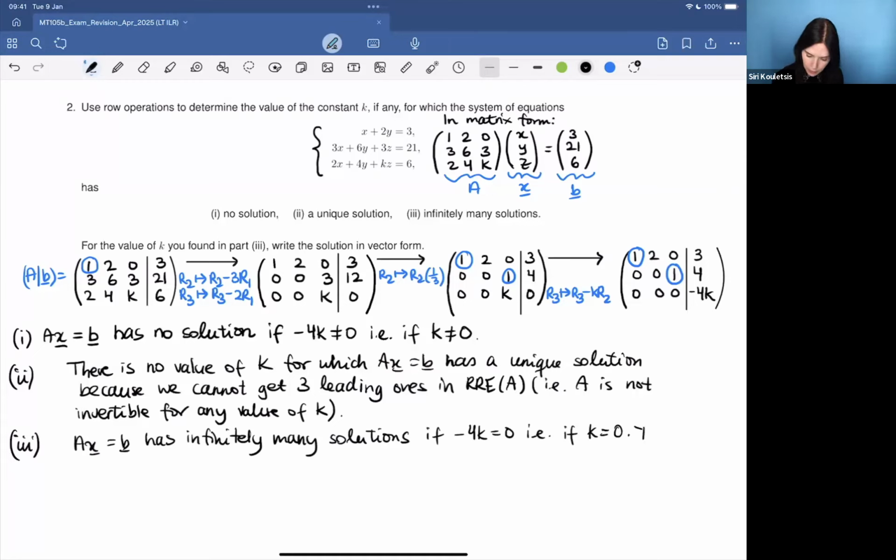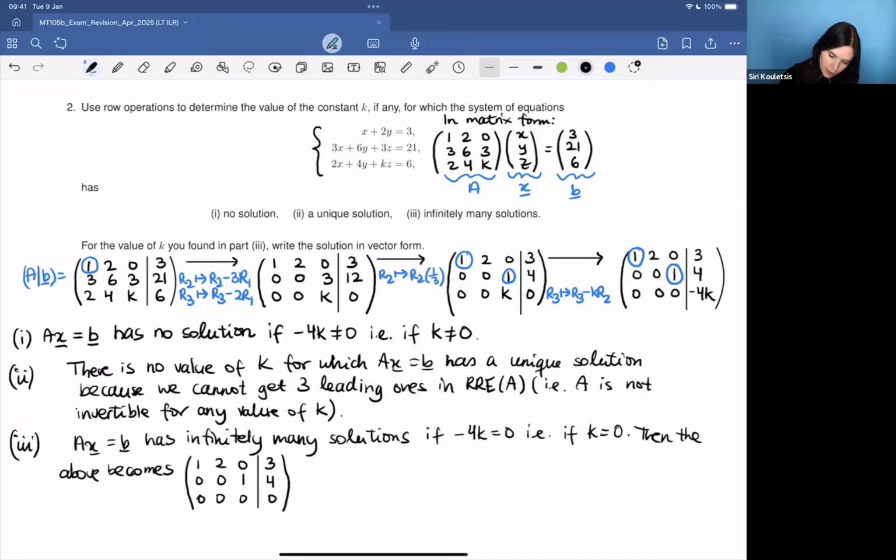then we have infinitely many solutions. And let's write down what our row-reduced augmented matrix would look like. And let's circle our leading ones again.